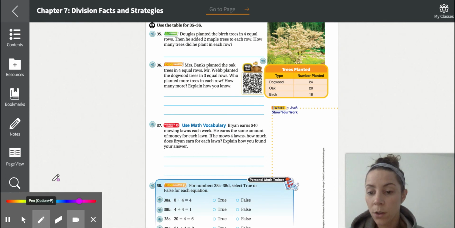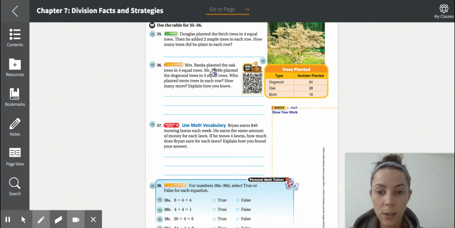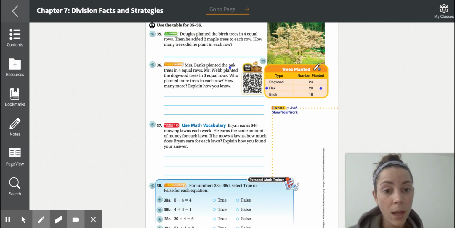Okay, I'm going to start with my Windy Cities. Let's start with 36. It says Mrs. Banks planted the oak trees in 4 equal rows. So since it says oak trees, I know I'm going to be looking at these numbers and 4 equal rows. That makes me think if this chart says trees planted, these are the numbers planted, that would be the total number. Right away, I'm already thinking of division.